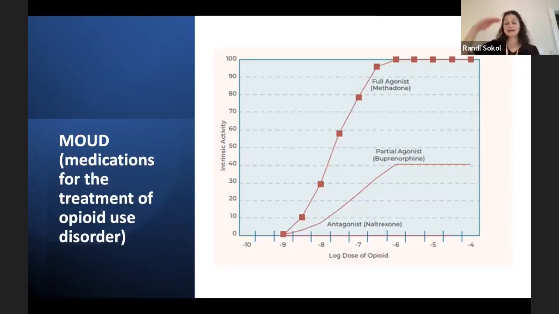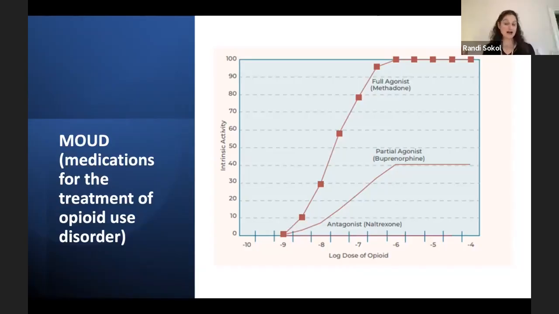It also has a ceiling effect, meaning once you go beyond a certain point, taking more just doesn't do anything. People are not going to get euphoric from it. They should not feel high. And if they take too much, it's not going to cause respiratory depression like methadone would. So it's considered a very safe medication, and it's considered a very effective medication. And on top of that, we can prescribe it in primary care.